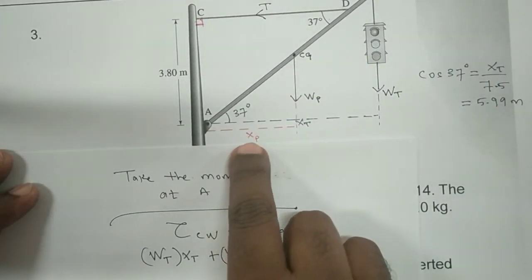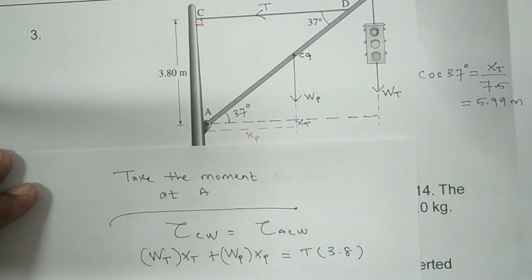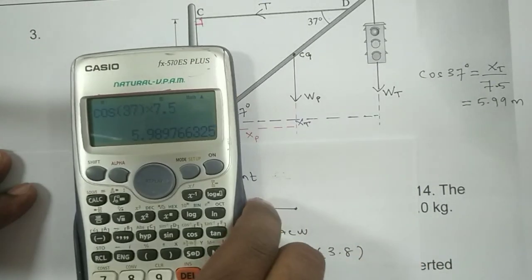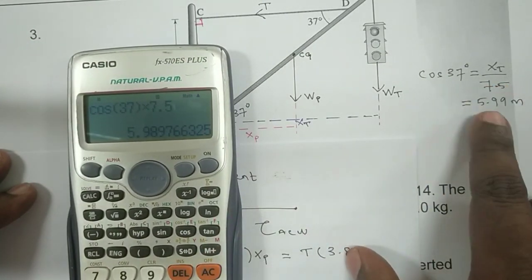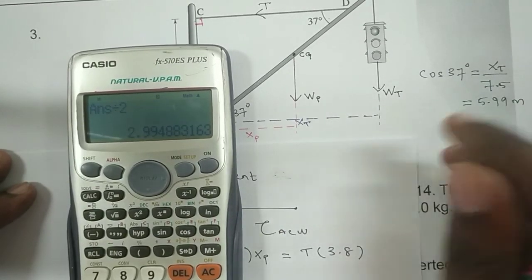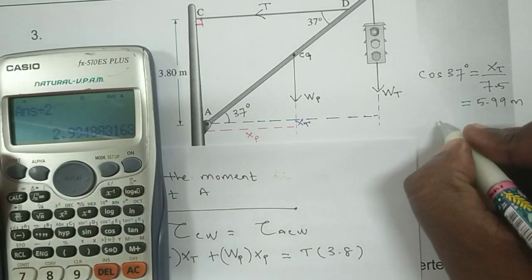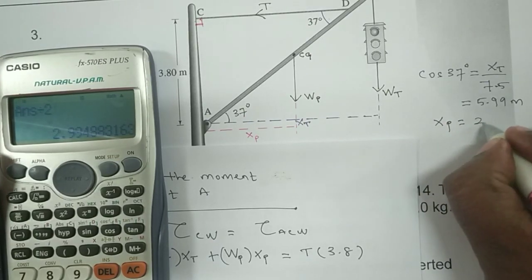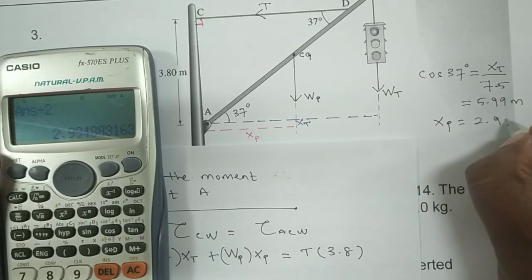For xp, it's the distance from the center of gravity. So xt, which we got just now, xt divided by 2. So the xp is equal to 2.99 meter.